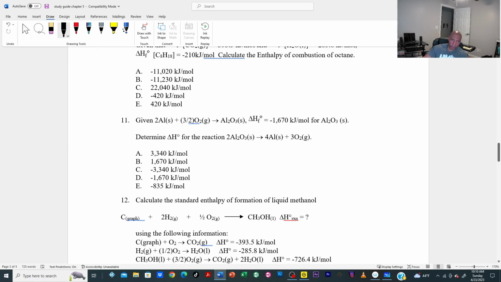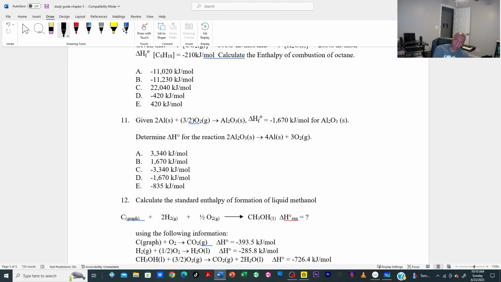Let's see what we got here. Going back to the whiteboard, to the study guide. Number 11. Now, what I would like you to notice is the difference between this reaction and this reaction. This is a precursor to Hess's law. It's not a Hess's law problem, but it's a precursor.